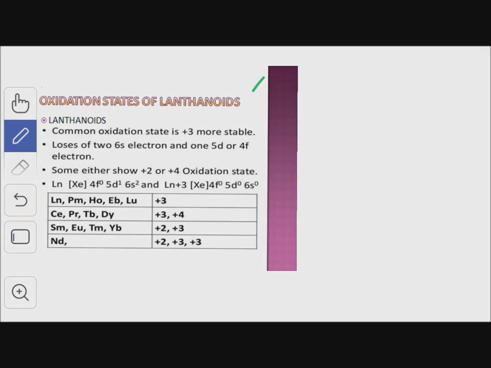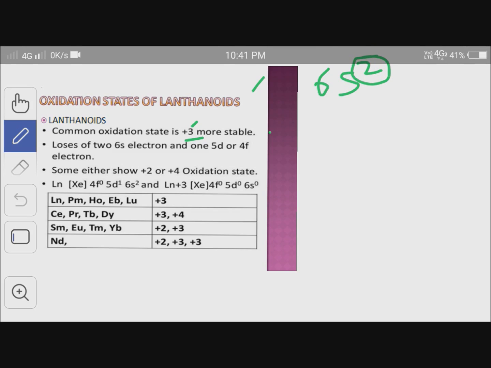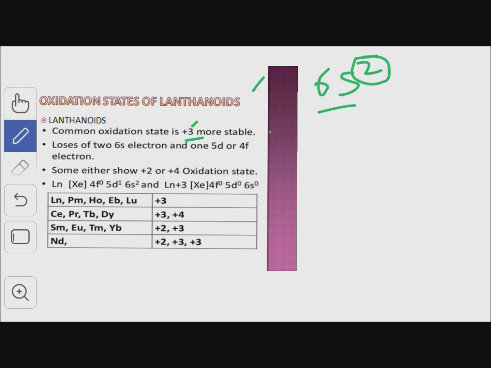Oxidation states of lanthanoids. The most common oxidation state of lanthanoids is +3. It means lanthanoids are more stable in +3 oxidation state. This is acquired by losing 2 electrons from the 6s orbital and 1 electron from 5d or 4f orbitals.